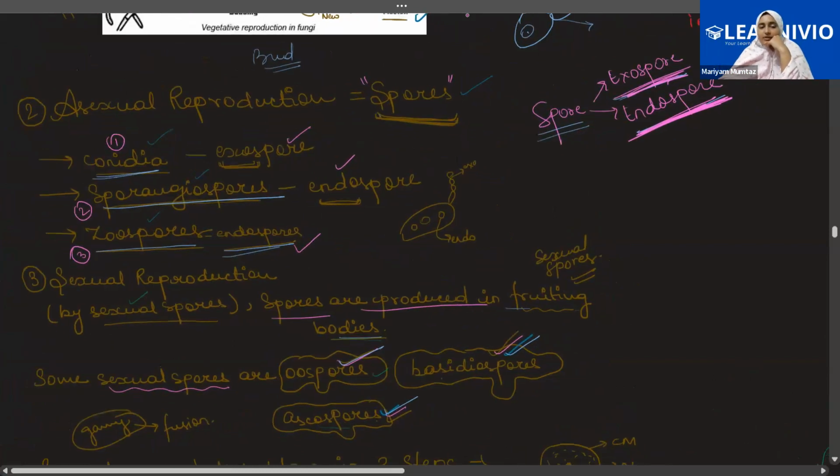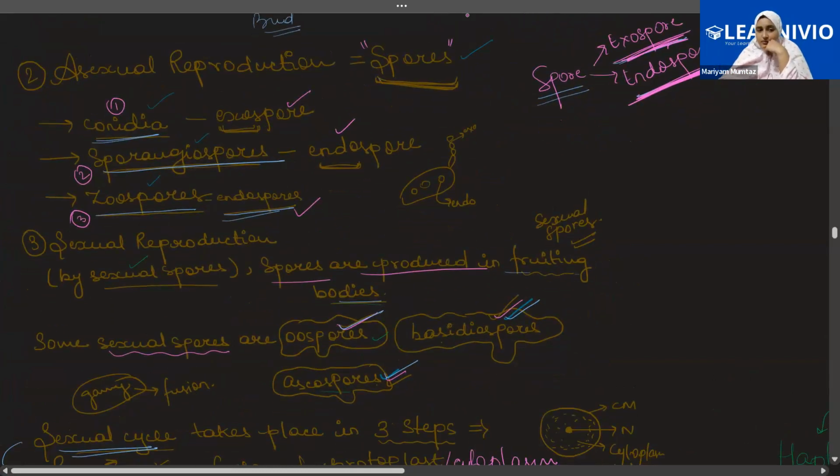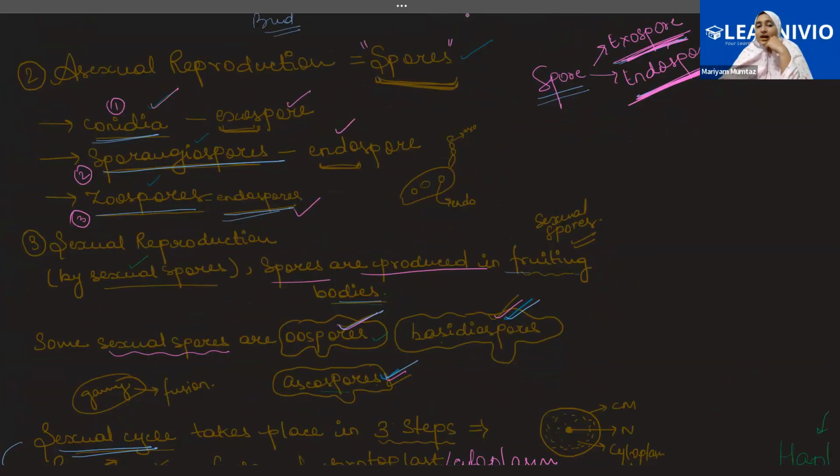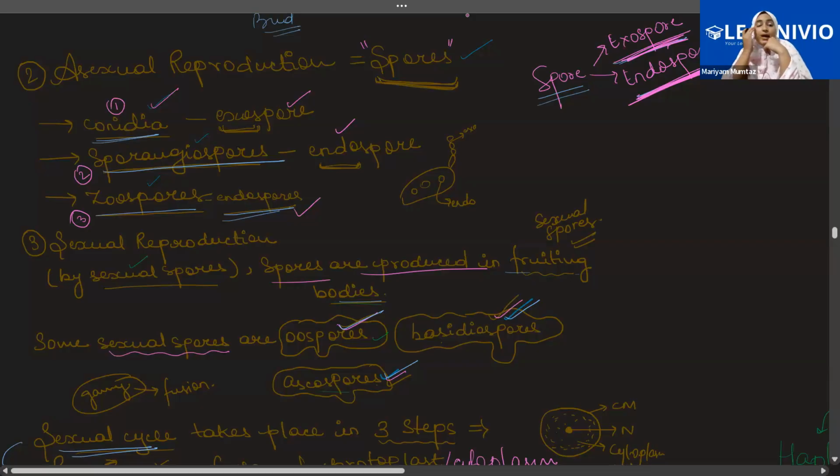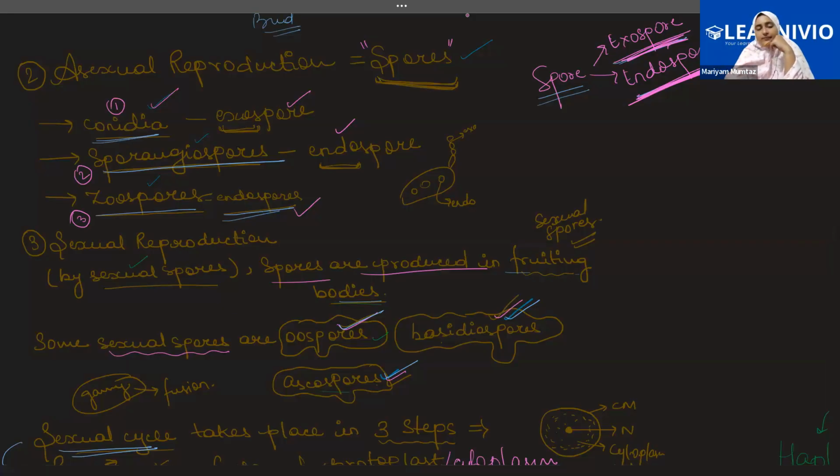Now, these are the examples of the various kinds of spores. Conidia, which is an exospore, then sporangiospore, which is an endospore. Zoospore is again also an endospore. So these are the examples of endospore, I mean asexual spores. The asexual spores can be endo or exo, meaning they can be present inside the fungal body or the outside.